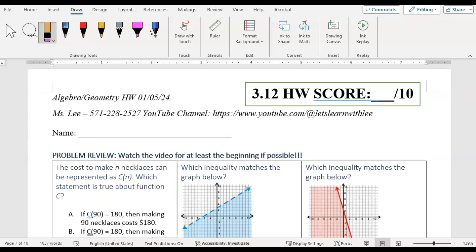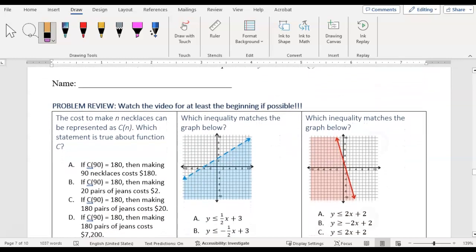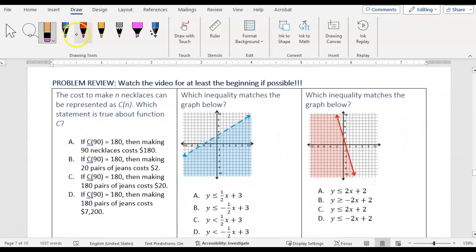Alright everyone, welcome to homework 3.12. Today we looked a little bit more at finding the original value. I'm going to start with these problem reviews. This is just to go over some, again, test-like questions.